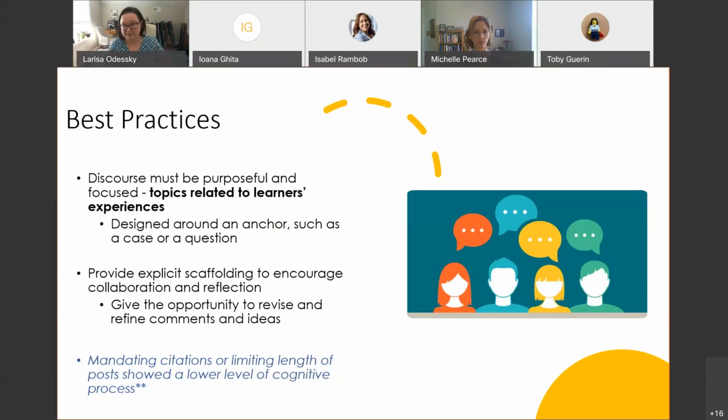And when I was preparing this presentation, a lot of the research I learned showed me that mandating citation and limiting length of posts can show a lower level of cognitive process. I am struggling with this because my class is on research methods, where citation is everything, where I really need them to get into the habit of citing things. So for me, I might have to compromise and mandate citations simply because of that. But I might have some reflections that do not mandate citations. So I might go halfway on that.